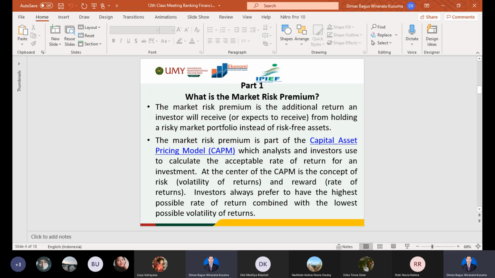So CAPM is the concept of risk, volatility and reward. Investors always prefer to have the highest possible rate of return combined with the lowest possible volatility of returns. From this CAPM system, you see there are two opposite directions of the invested asset. The first is about return, and the second is about risk. So risk and return are somehow in opposite directions. Investors expect high returns but low risk. There are some investors who want high risk, high returns, but if you are a risk avoider, you don't like risk very much, so you want the risk to be lower but the return high. To measure to what extent the risk is accepted and the return expected, you can use the CAPM.